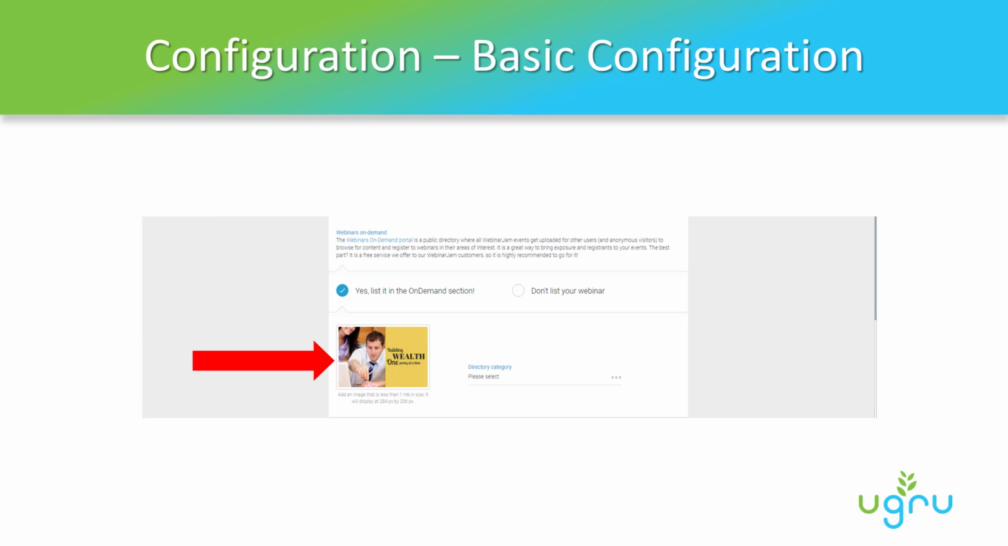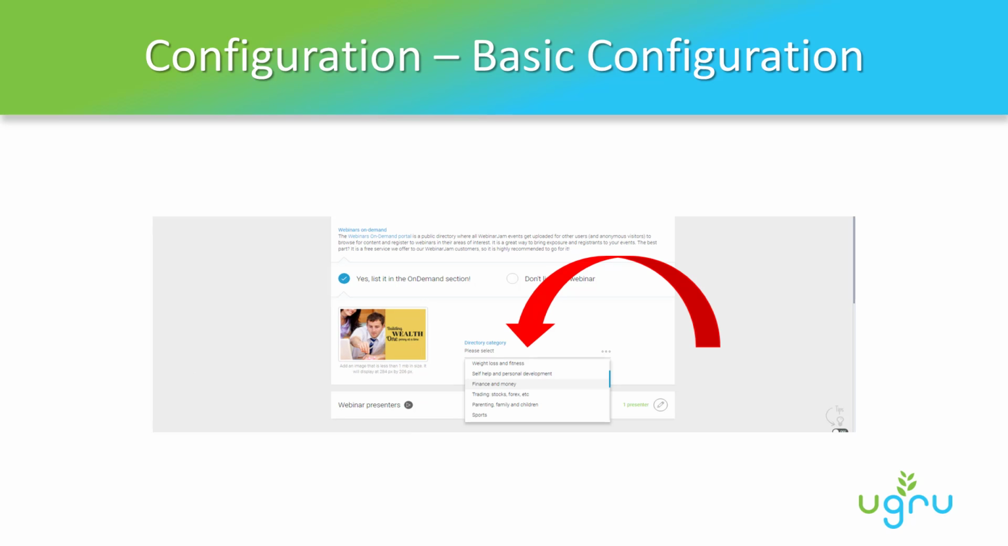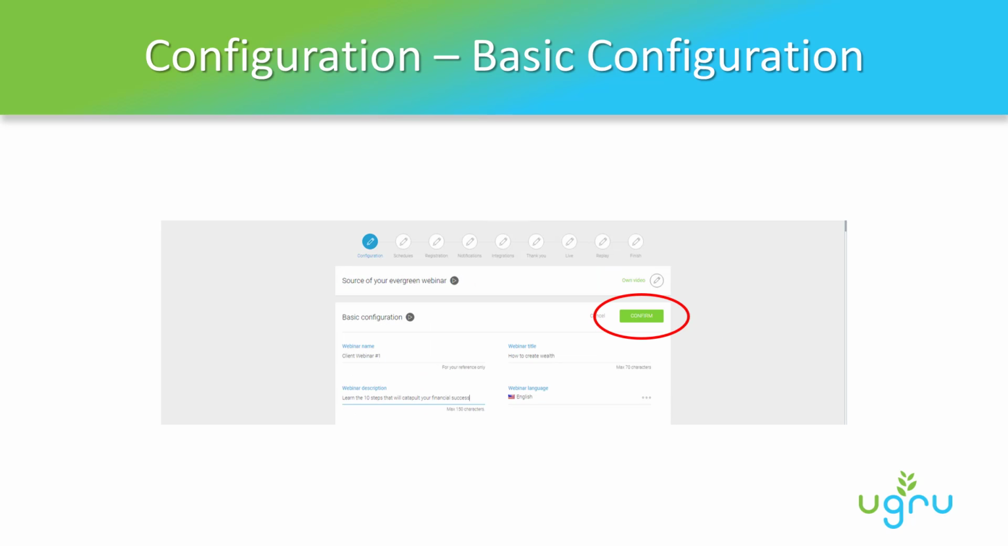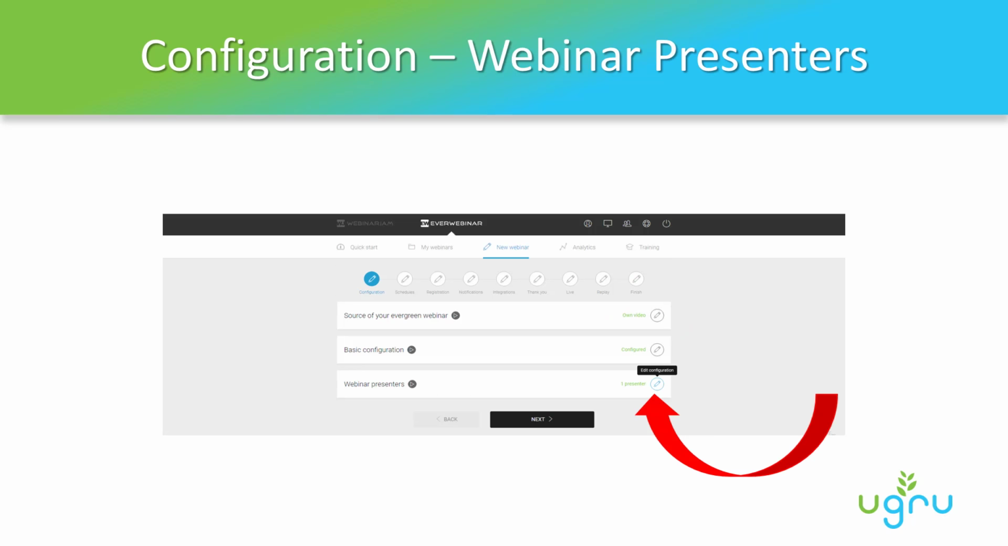If you choose to do so, which we recommend, upload a promo picture of your webinar and select the category that fits your topic. Now, once you complete this section, hit the Confirm button to save these settings that we have put in, okay? Now, let's add the information about the webinar presenter.